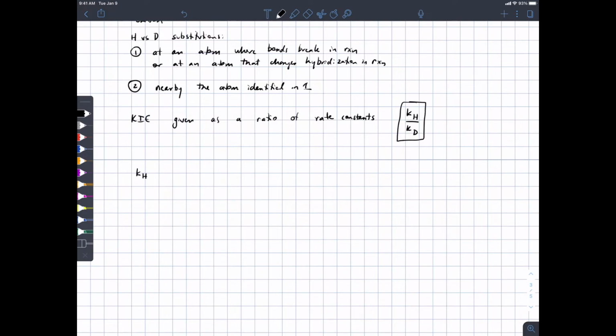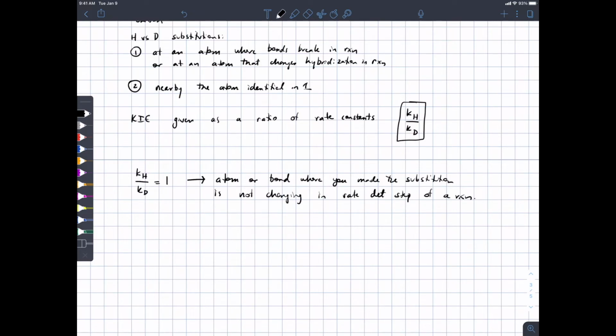Well, if it makes no difference at all whether you've got hydrogen or deuterium at a given position, then the atom or bond where you made the substitution is not changing in the rate determining step of a reaction. So, as an example, suppose you think that a proton has to be removed either during or prior to the rate determining step of a reaction. Then you do this experiment with that proton and you see no effect at all. You just learned that that proton is not involved in the rate determining step of the reaction.